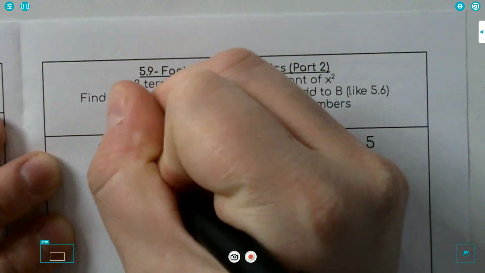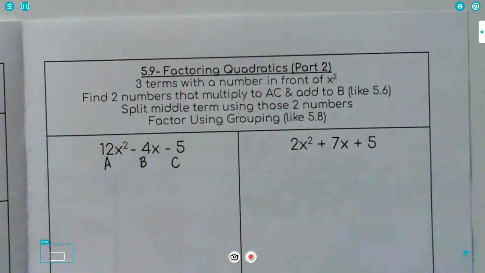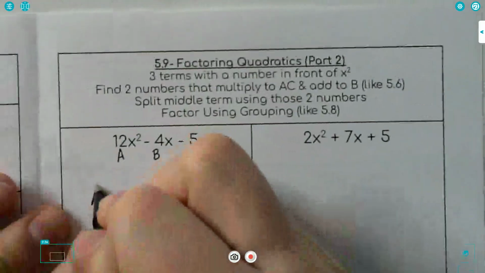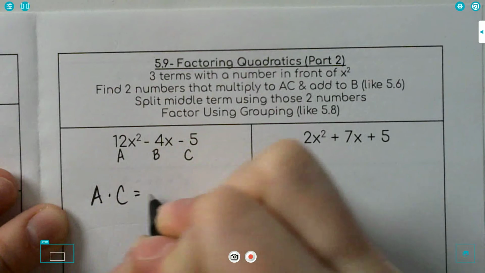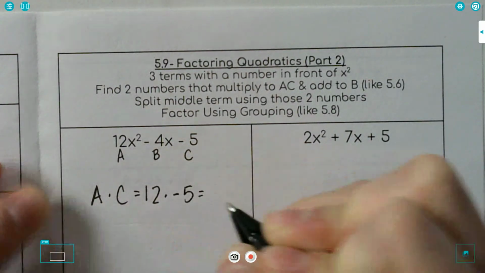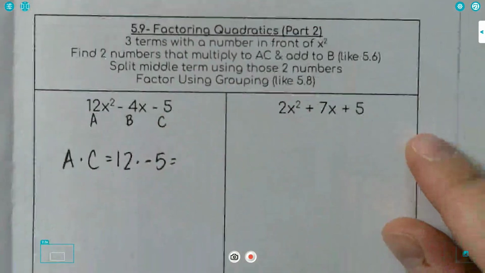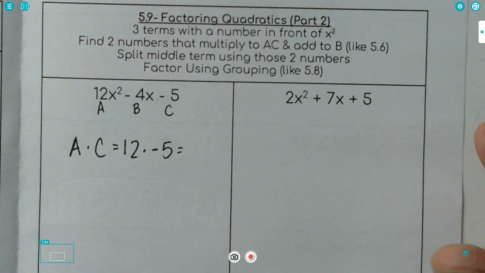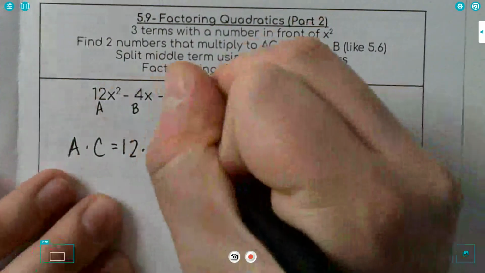So we can label A, B, and C. What is my A times C in this problem? 12 times negative 5. Any questions about finding A and C and multiplying them together? Okay. 12 times negative 5 is negative 60.